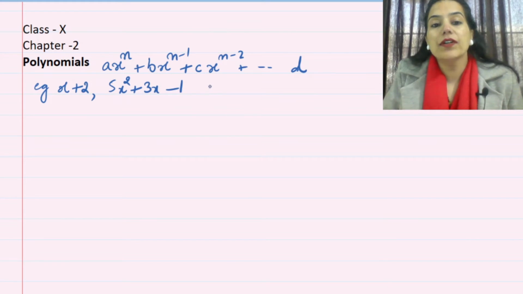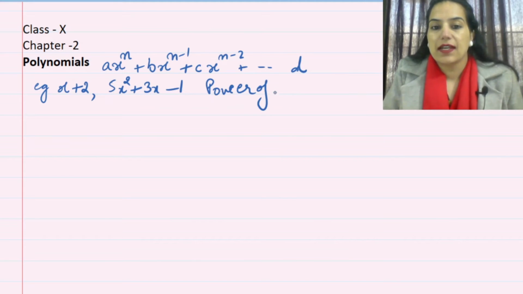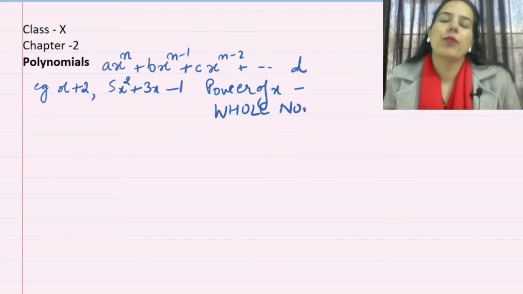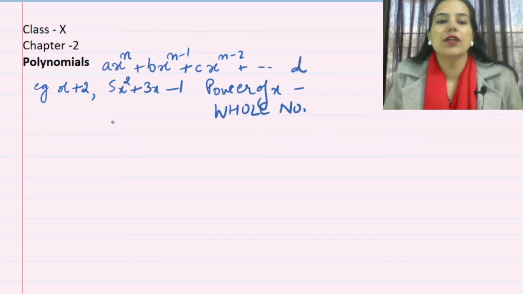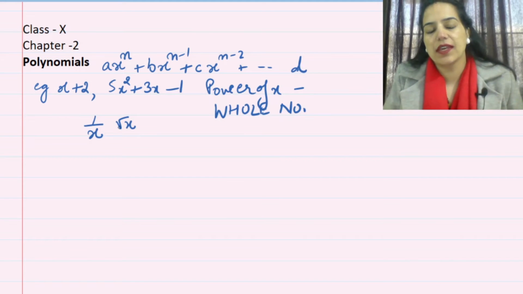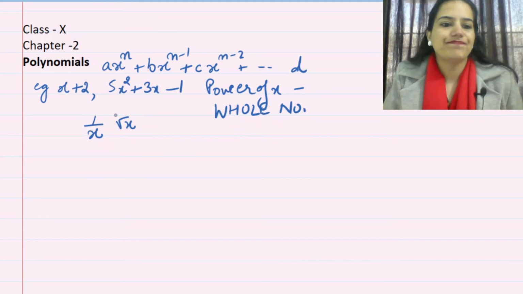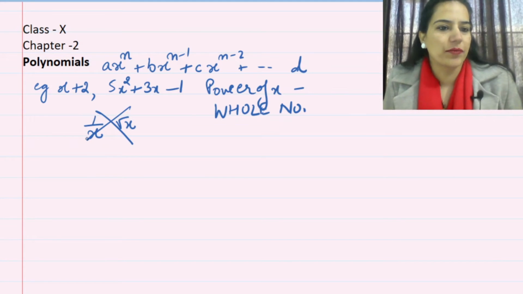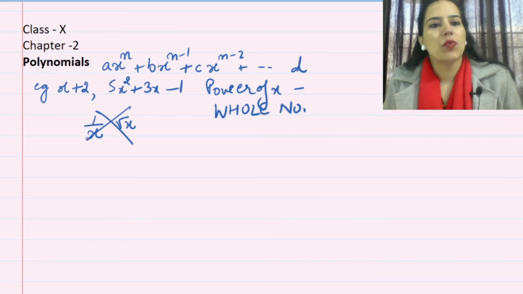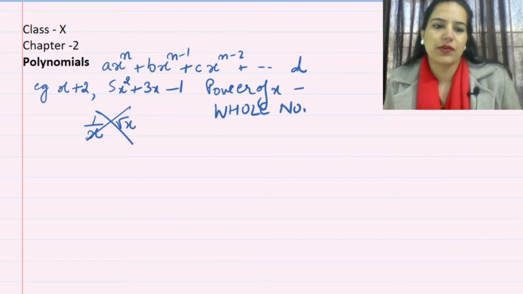The power of x has to be a whole number. That is how you recognize a polynomial. So in a polynomial, you do not have terms like 1 by x or root x, because in this case, power is minus 1. Another case, power is 1 by 2. Not allowed in a polynomial. So we are done with what are polynomials, how they can be recognized.